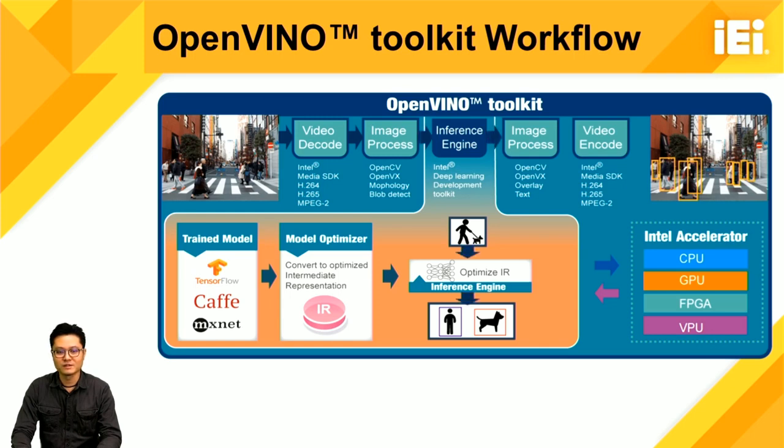After the prediction, it will need image processing, which means using OpenCV again to highlight the object you detect or add some text on the detection result. Then the final step is to encode the video, then send it back to the other server.